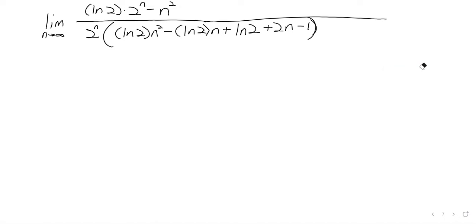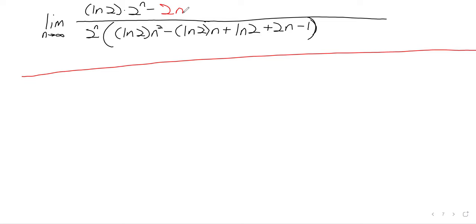Hit this with L'Hopital's rule again. Wait, shouldn't it be 2n on top? Minus 2n? I think that's what we got. You're right. Let's copy that. Thank you. So the derivative of the top is going to be ln 2 times ln 2 times 2 to the n minus 2. All right.